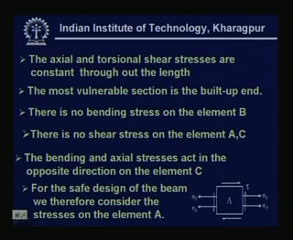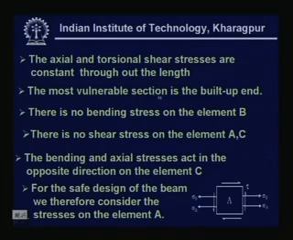There is no shear stress on the elements A and C. The bending and axial stresses act in the opposite direction on the element C, which we have already observed. So, for the safe design of the beam, we consider the stresses on the element A. So, what have we learned? When a machine member is acted upon by several loads, first of all we have to find out, looking at the free body diagram, which is the most critical section. Once you have found the critical section, as mentioned in point 2, the most vulnerable section is the built-up end.